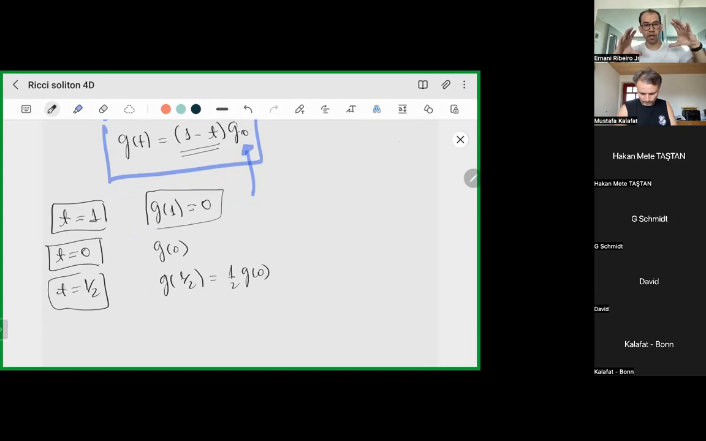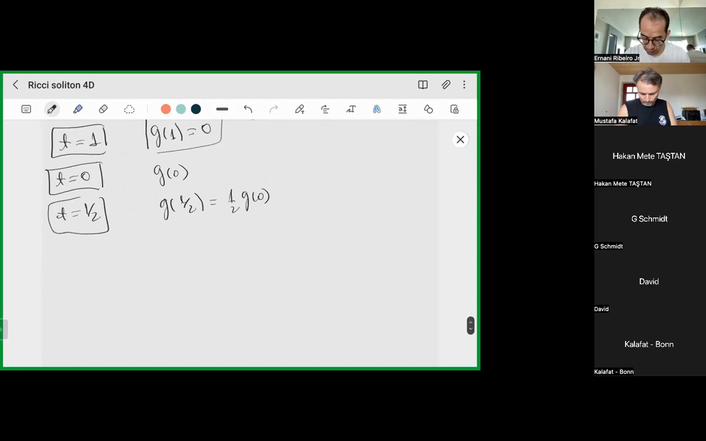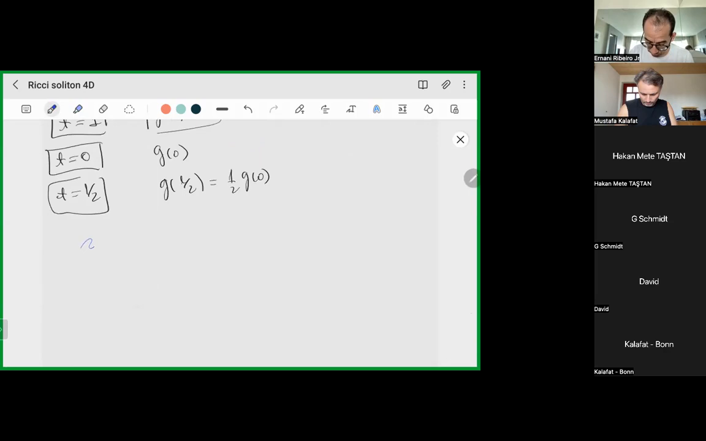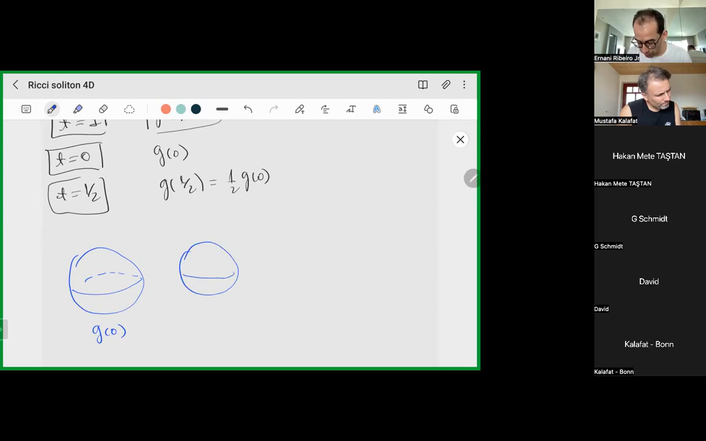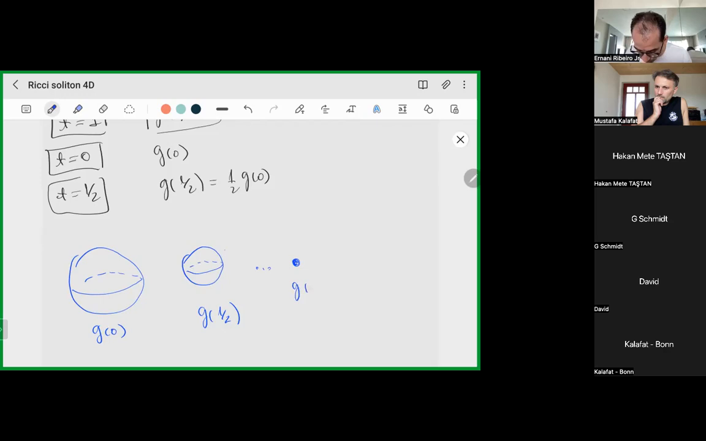This process tells us that I start with a metric with positive scalar curvature, and the simplest example is a round sphere. Of course, a round sphere is an example of a metric with positive scalar curvature. There is an initial metric, and along the process, I change the volume. The volume becomes small, 1/2, and continue this process. It converges. Becomes small, and then becomes small to a point. Okay, it's clear.